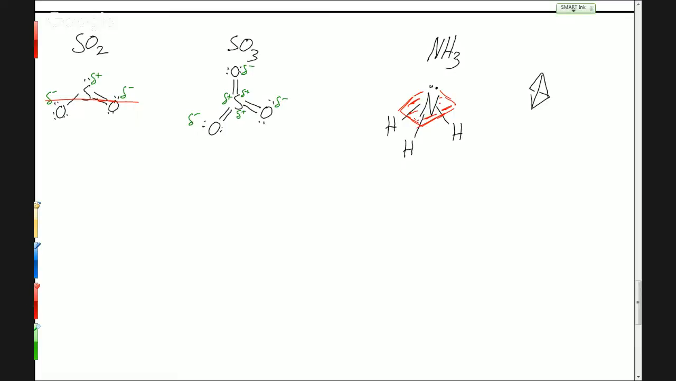And so that top part where the N is would be the negative part, and the bottom part where the H's are would be the positive part. So it would be like positive below the plane and negative above that plane.